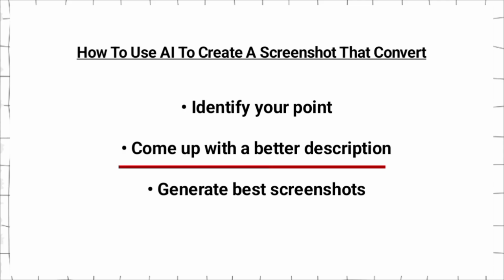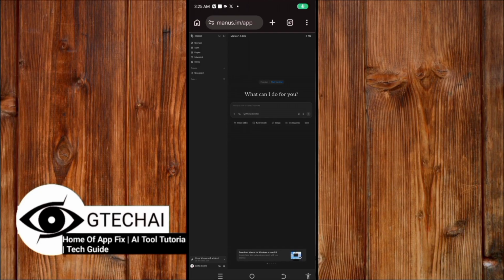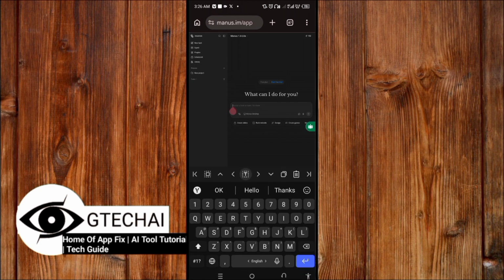come up with a better description, and then generate the best screenshot. Here's what you will do. What you will do now is type this prompt: identify the point of your app, like the places you want to highlight here. Here is how to do it. Here I'll first type this and then explain.